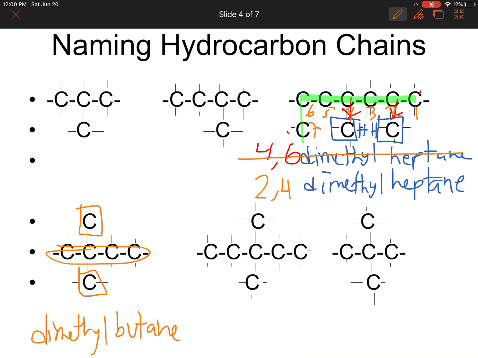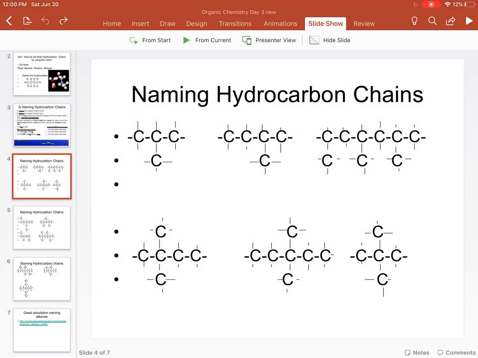All right? Now, if I number this, let's number it right now. Here we go. 1, 2, 3, 4. Well, they're both off the number 2 carbon, 2 and 2. So that's simply called 2,2-dimethyl propane. If you went the other way, it'd be 3, 3. So 2, 2 is a better answer. Okay? Let's move on to the next slide. You do the other two yourself.